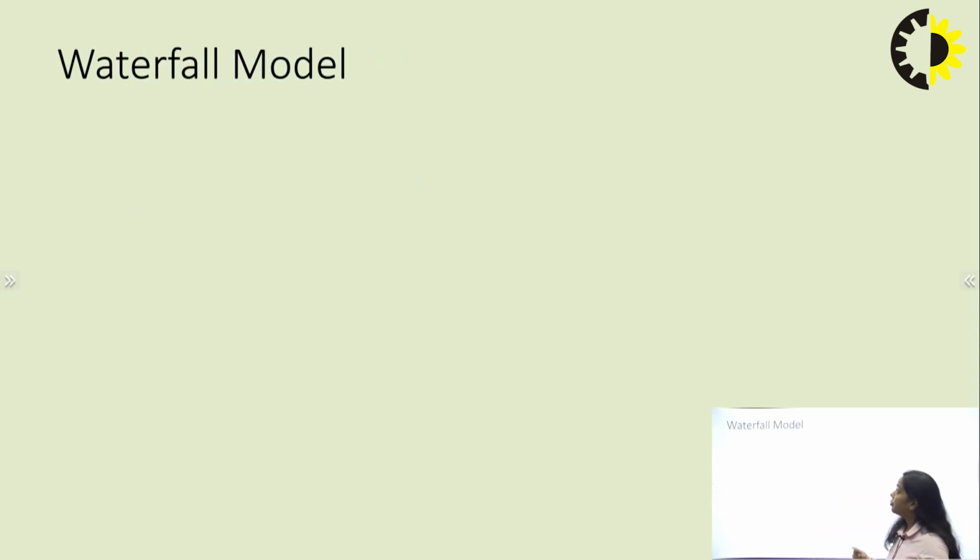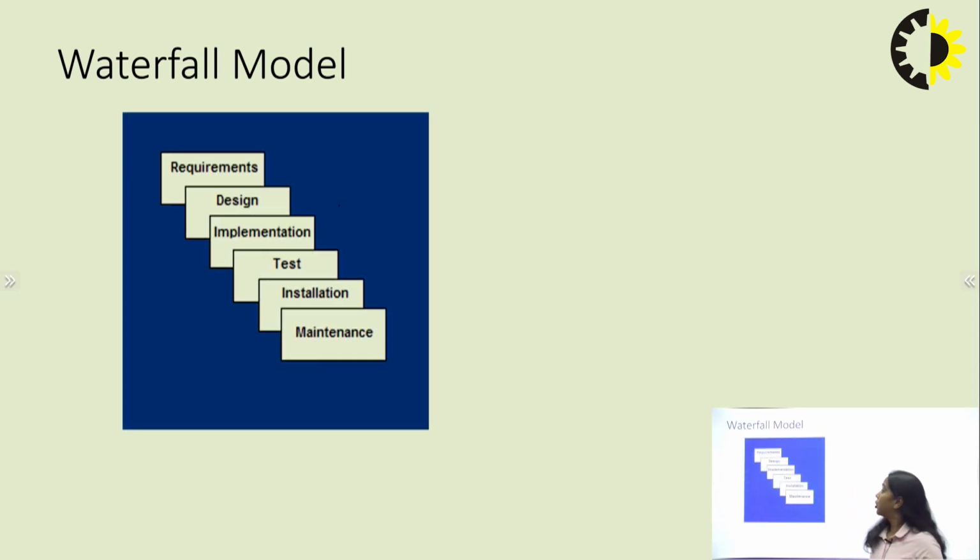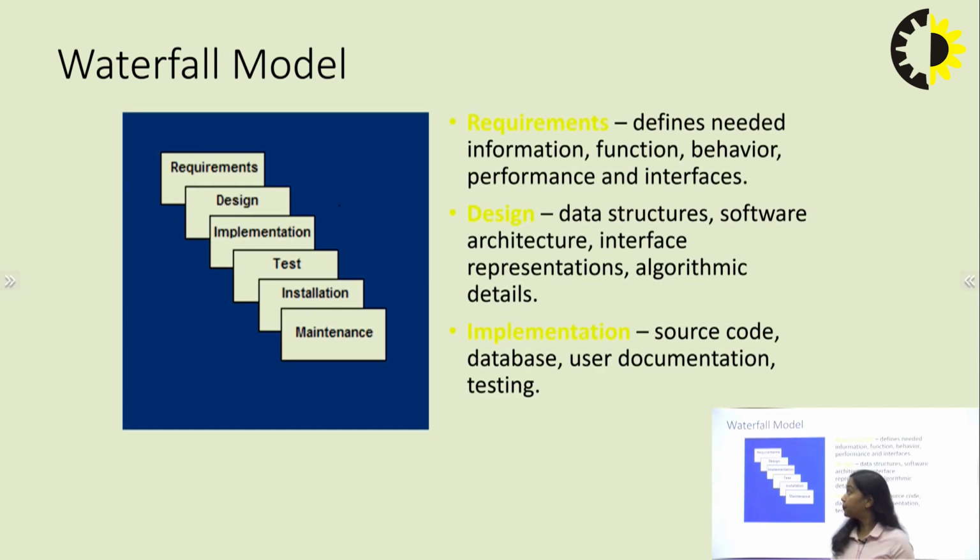The first, basic and simplest model defined in the SDLC is the waterfall model. In the waterfall model, there are 6 different levels to be achieved step by step from top to bottom. First is the requirement, second is the design, third is the implementation. After implementation we perform testing, installation, and the maintenance phase, which comes after the software is released in the market.